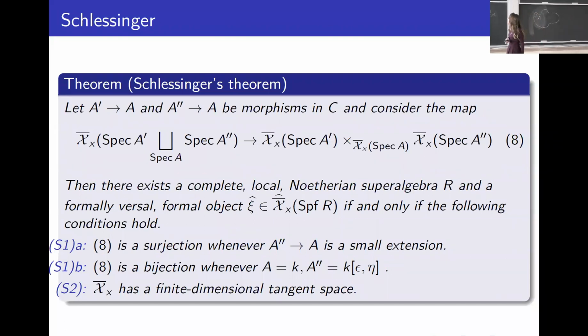What's C? Oh, C is the category of local Artin superalgebras. Again, we're working extremely locally, very infinitesimally. So you have to specify that category. Of course, there's all sorts of formality going on, but Schlesinger tells you, yes, I will tell you if this object is formally versatile, but I'm not going to tell you if that object converges.